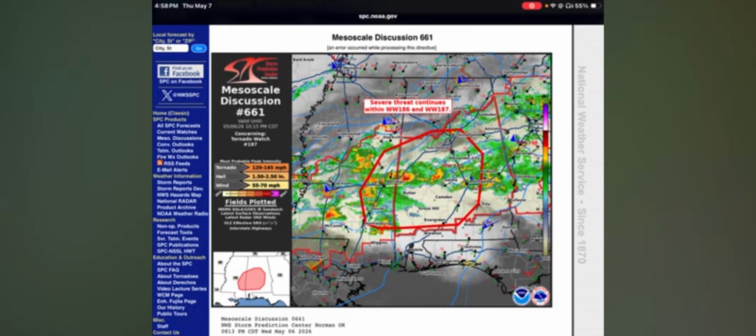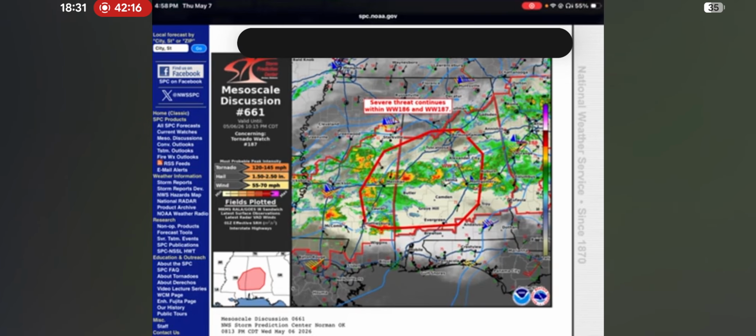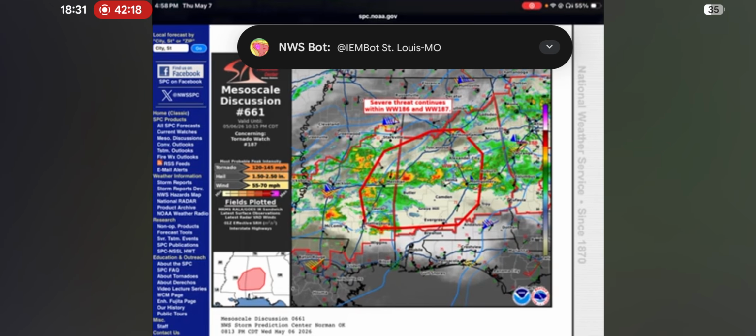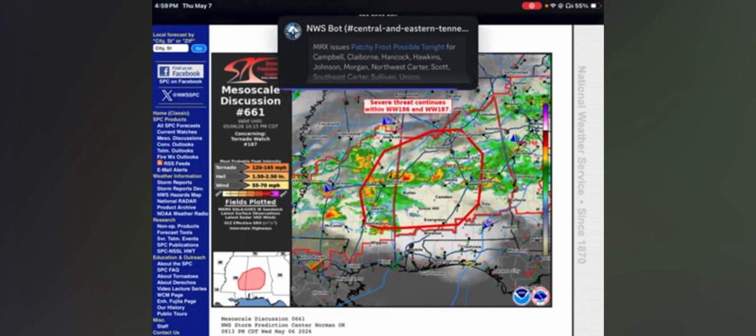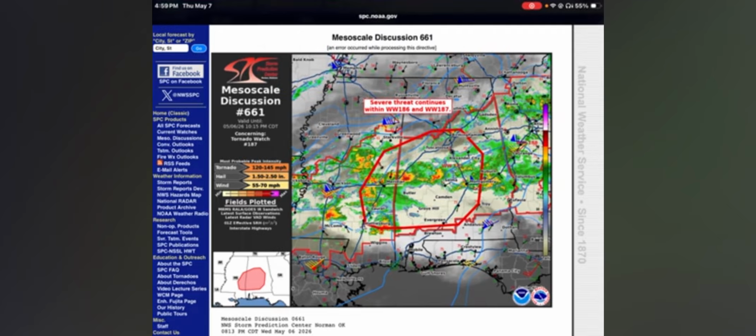So, this graphic is not as simple. Severe threat continues within Weather Watches number 186 and 187. Concerning 186 and 187, most probable tornado is 120 to 145. Hail is 1.5 to 2.5, and wind is 55 to 70.